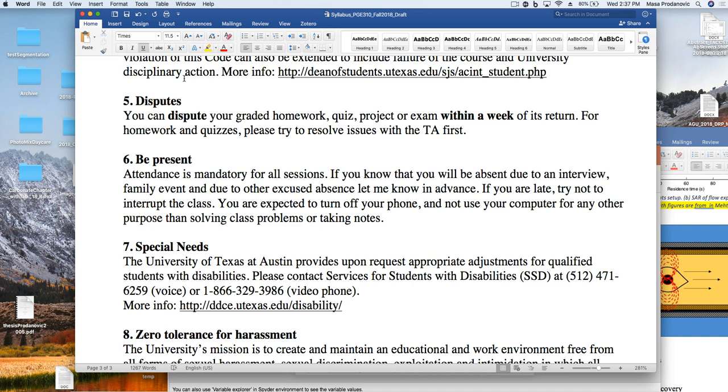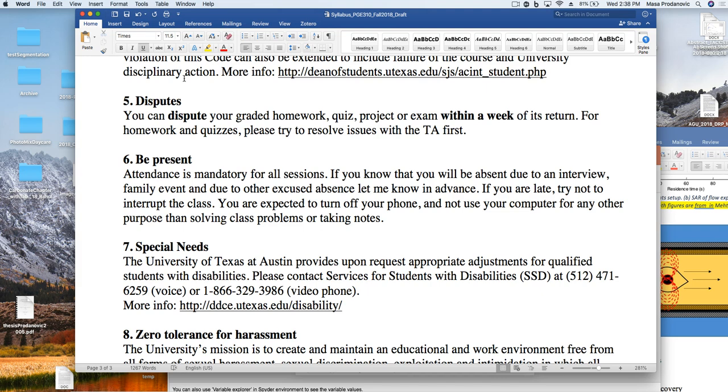If you need special arrangements, you take your information to Services for Students with Disabilities, and I need a letter from them telling me that you need extra time. In general, I think recordings actually help in that regard, regardless of whether you have a disability or not. It's something you can refer to and ease your catching up with the class. So that's part of the reason why I do it.